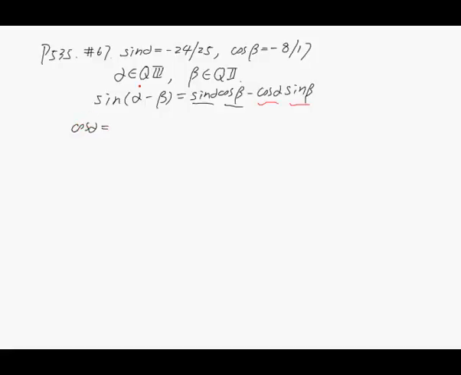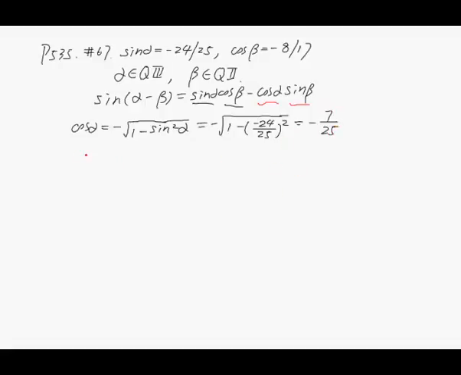Since alpha is in the quadrant 3, cosine alpha is negative, right? So cosine alpha is equal to negative square root of 1 minus sine square alpha. Then let's plug in the values into this expression. Negative square root of 1 minus negative 24 over 25 and the square. And you can use a calculator to compute this. So you got the negative 7 over 25.